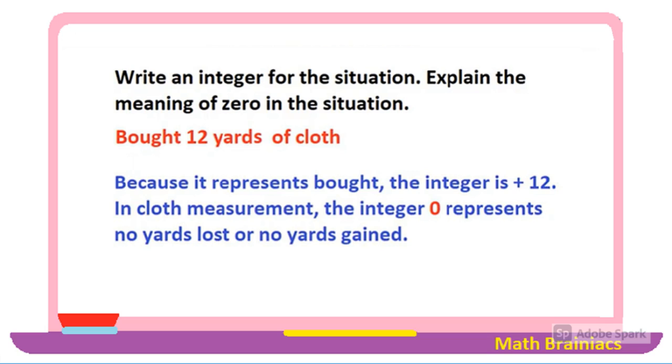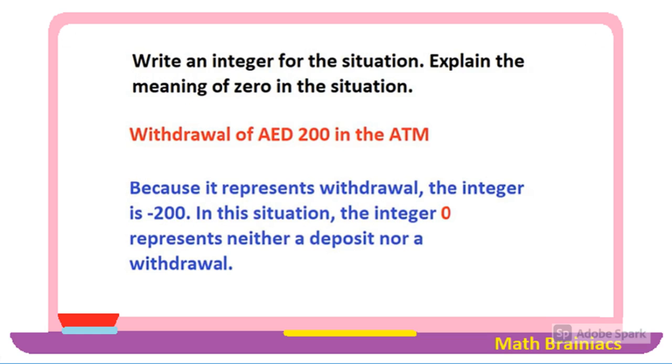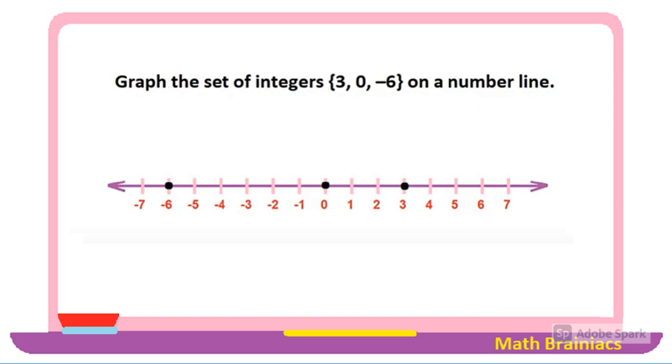Okay? To wrap it up, if you're going to use integers to represent data, just remember if you're going to have it, the integer is positive. Like in this example, it represents buy. So the integer is positive 12. However, if you're going to give it away, the integer is negative. Like in this example, it represents withdrawal. So the integer is negative 200. Moreover, if you're going to graph the integer or set of integers on the number line, just locate the integers or numbers on the number line with a dot.